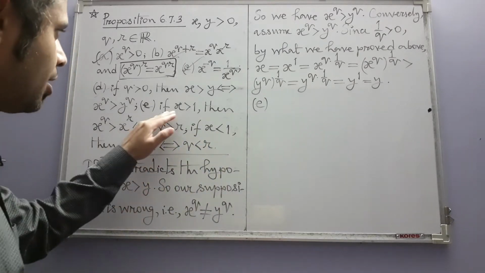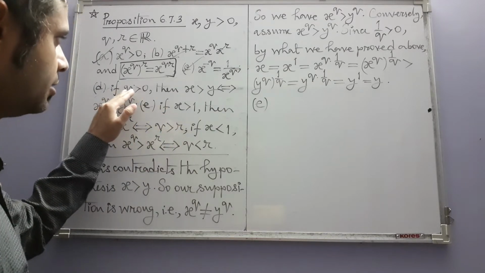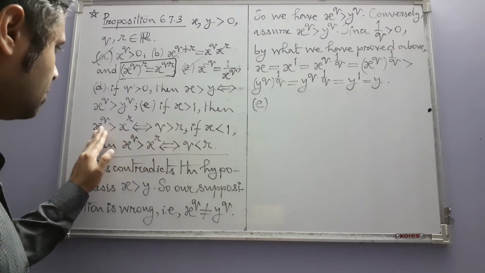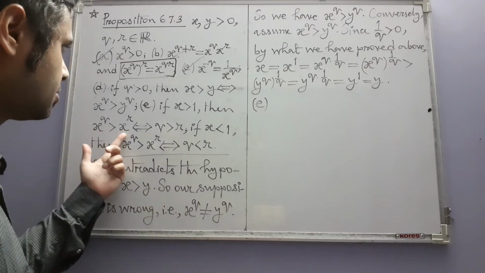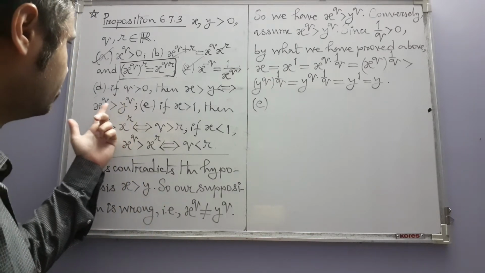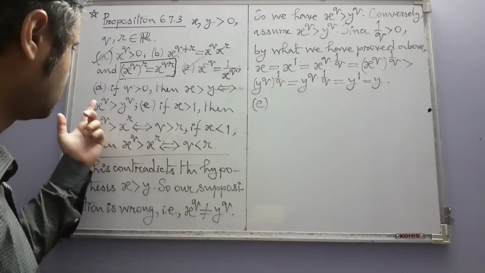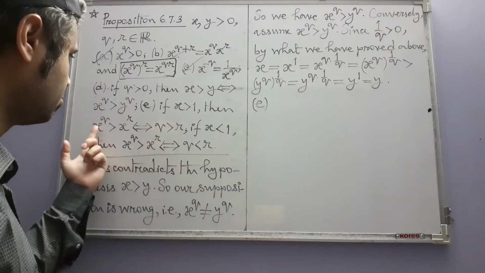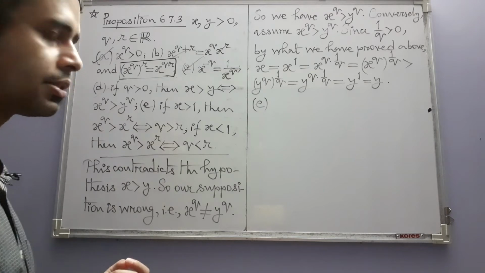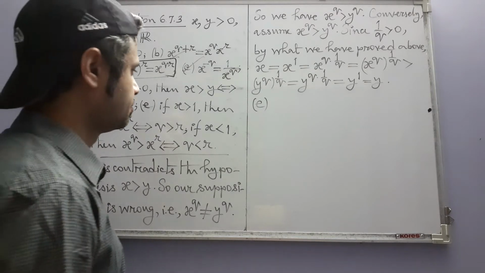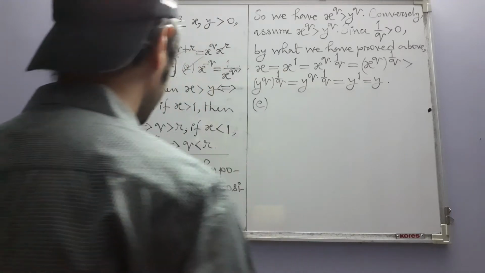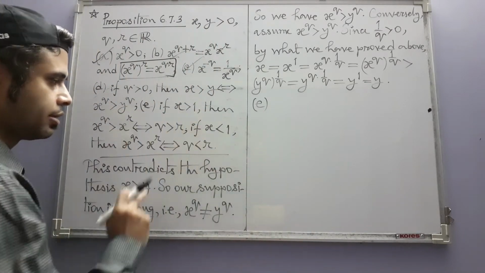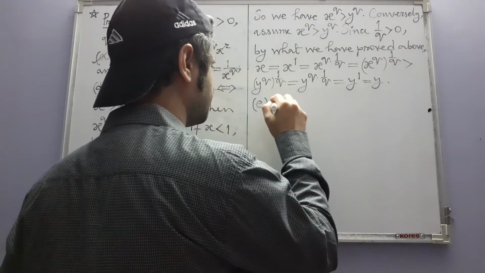Now here in part E, as opposed to part D, the base is same. In these powers, the base is x. In part D, the base was different. The exponent was same. Here the base is same, the exponents are different. So we are going to first of all consider x greater than 1.